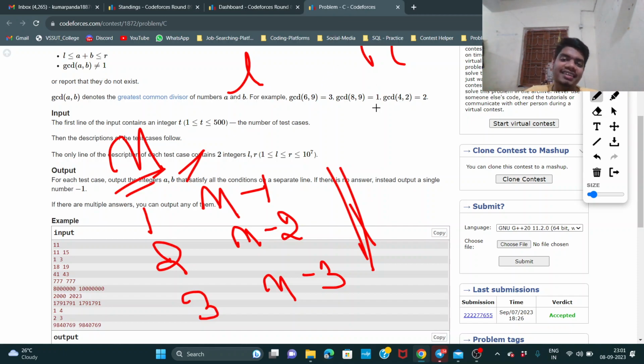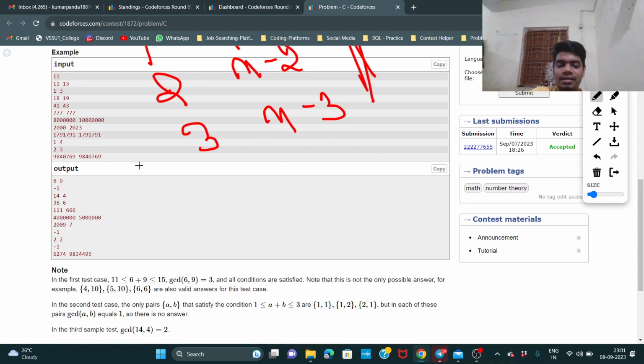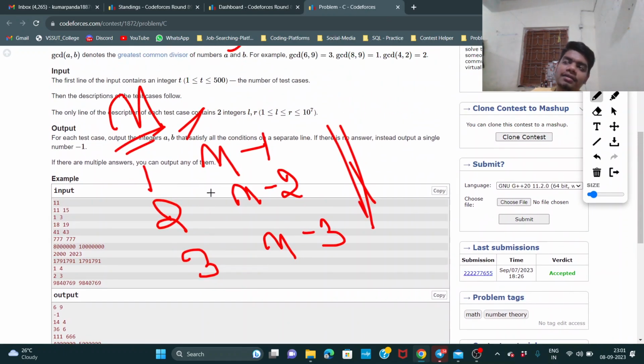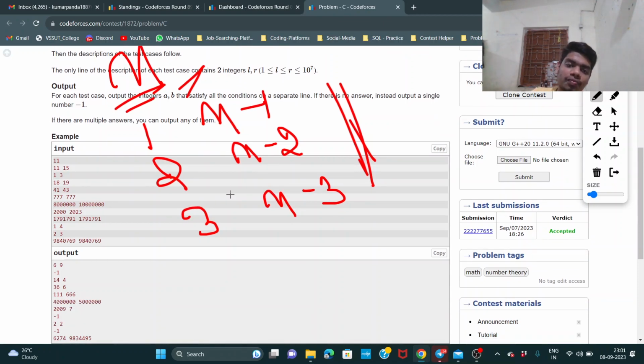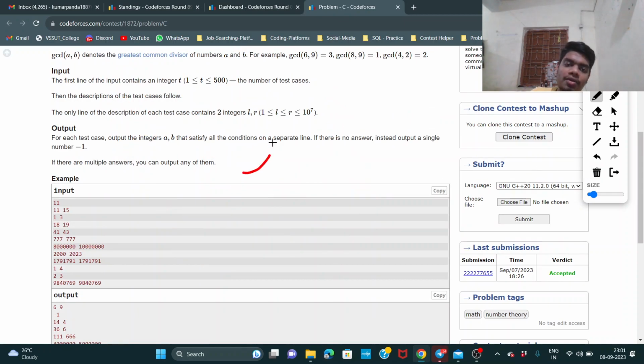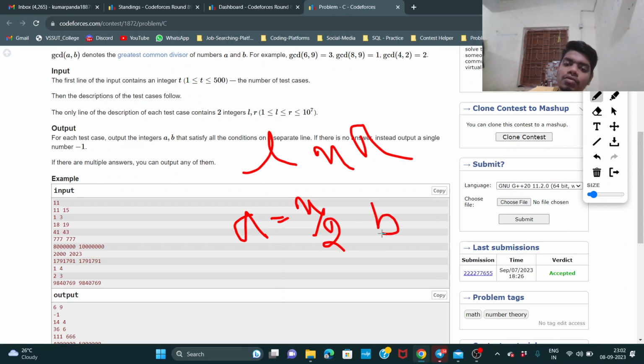So let's think, the problem is very easy. If any even number other than 2 exists in the range L to R, then just divide that even number. Suppose the even number x exists in this range, then A is equal to x by 2, and B is equal to x by 2, and obviously x by 2 and x by 2.